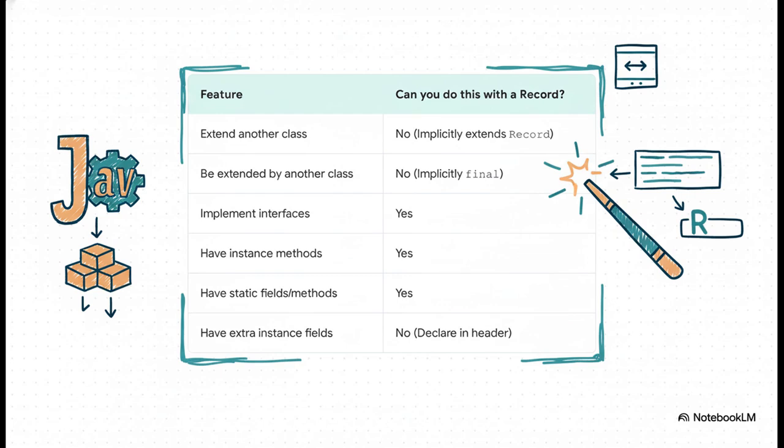All right, let's break down the do's and don'ts. Inheritance is a no-go. A record can't extend another class, and you can't extend a record. It's a closed box. But you can implement interfaces, which is super useful. And you can add your own methods, both instance and static. The main restriction is about the data itself. You can't sneak in extra instance fields. Everything a record holds has to be declared right there in the header.